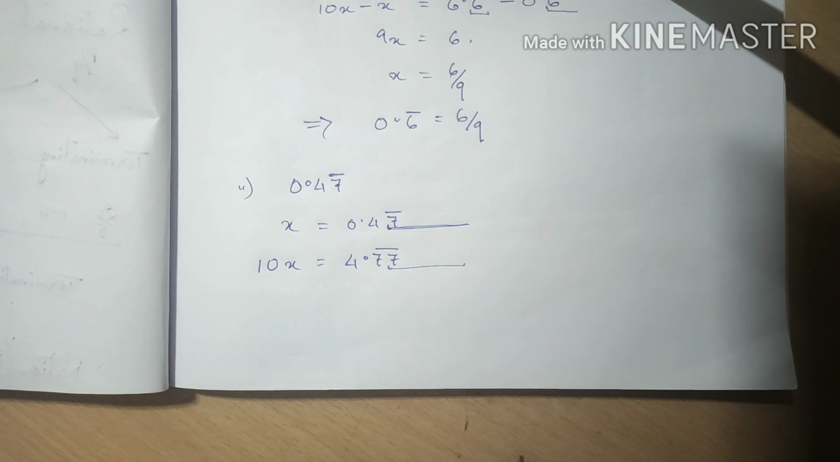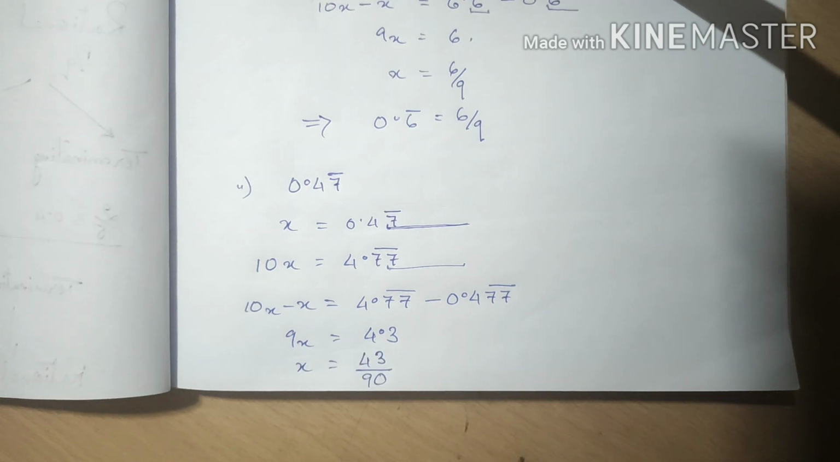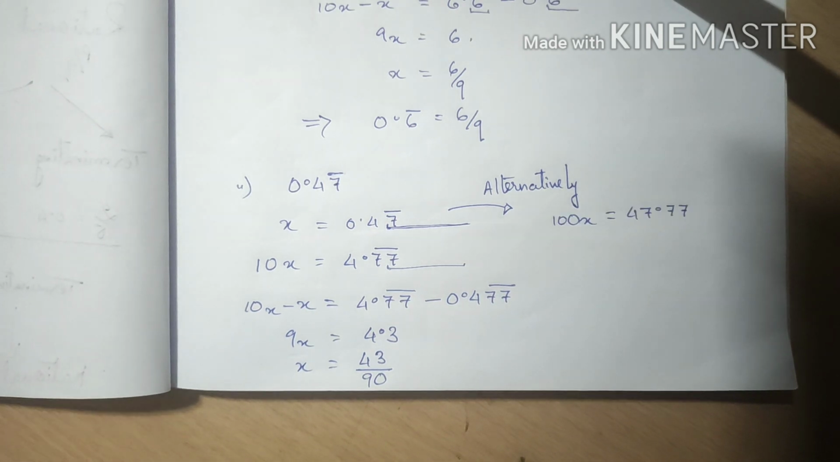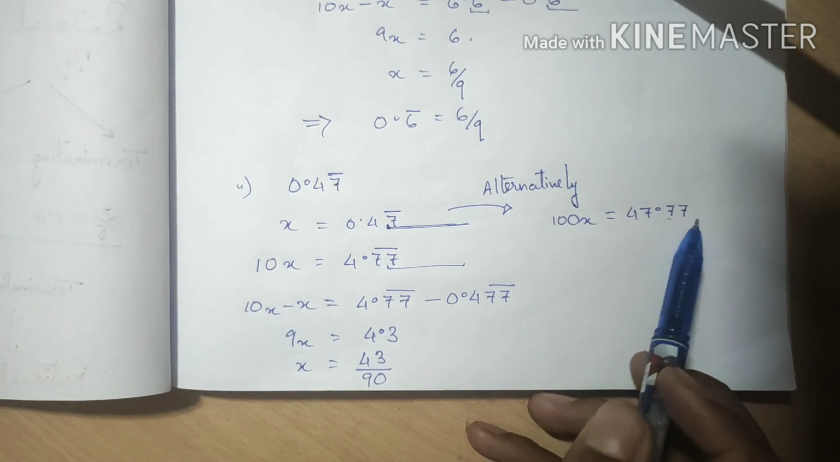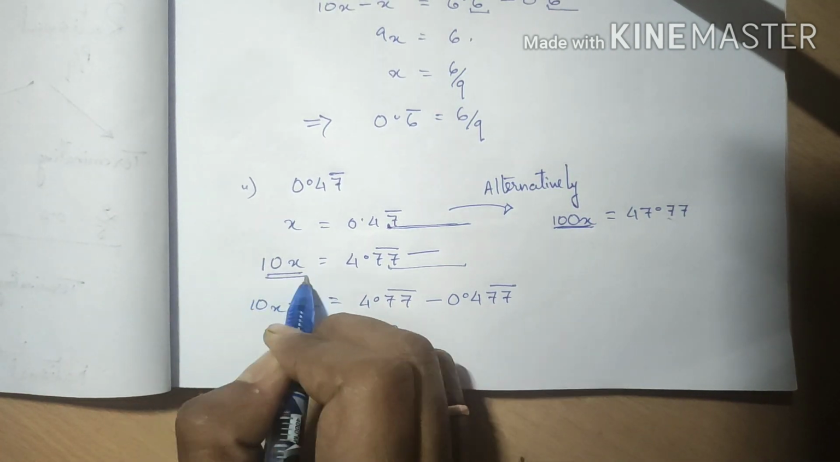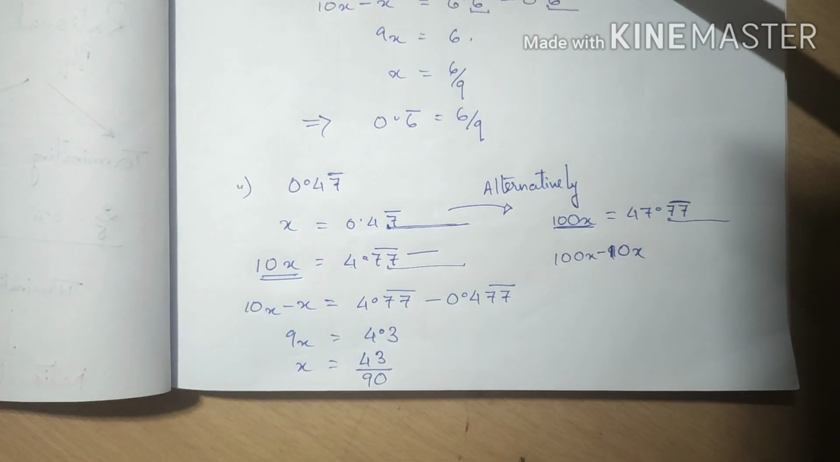I am not writing the statement part. Please always write the statements. It is very important. So in this way, the repeating 7 will be eliminated and we will get 9x equal to 4. So the required rational number is this one. Alternatively, we can do another thing at this step. We will directly multiply by 100 so that the 7 comes like this. And now we will subtract 100x with 10x because this is 4.777 and this has 77 after the decimal. So the answer will be the same.